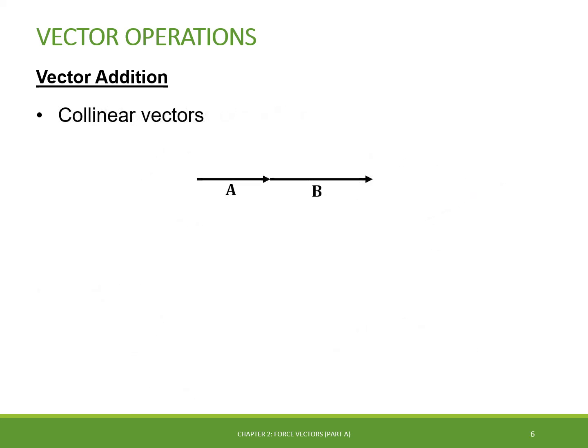As a special case of the addition of vectors, if we have two vectors A and B that are collinear, which means that they both are oriented along the same direction, the addition is reduced to a simple algebraic or scalar sum of A and B.